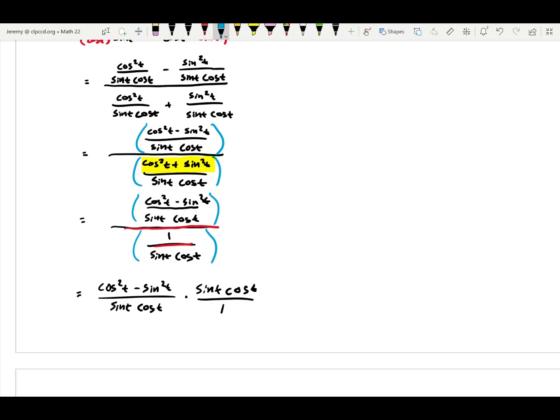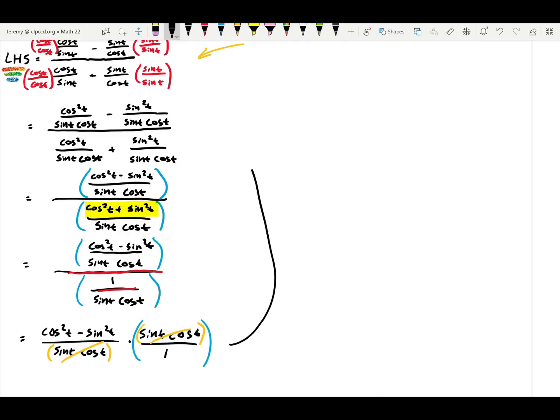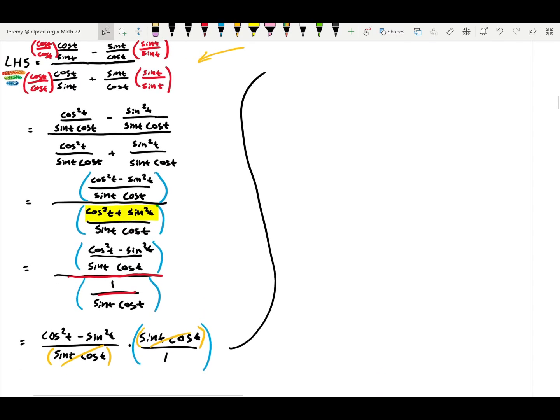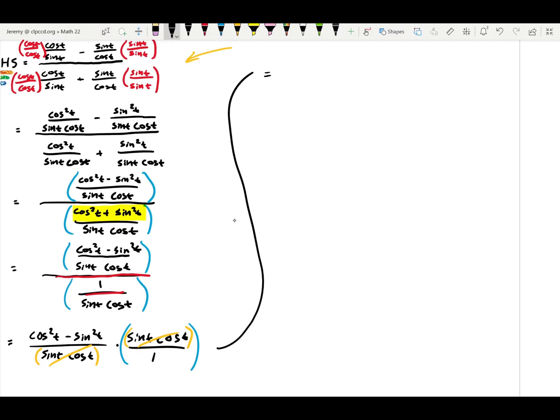Okay. And the good news here is we have now this common factor, or 2 common factors, sine t and cosine t in the numerator and denominator. So those will go away. Keep working up here, and let's see what we're left with. We're left with cosine squared t minus sine squared t.